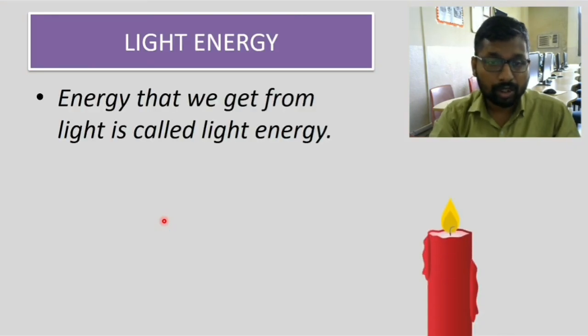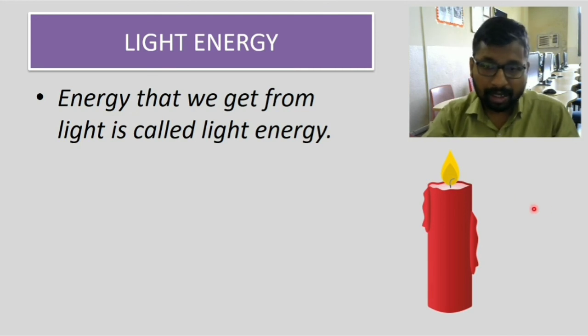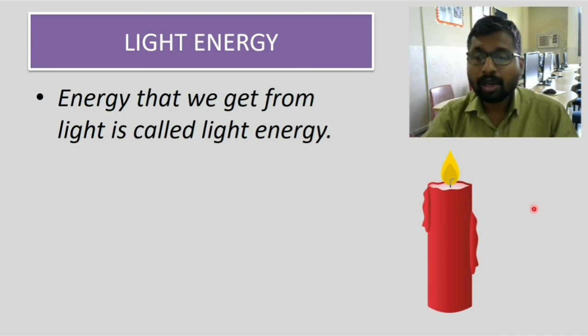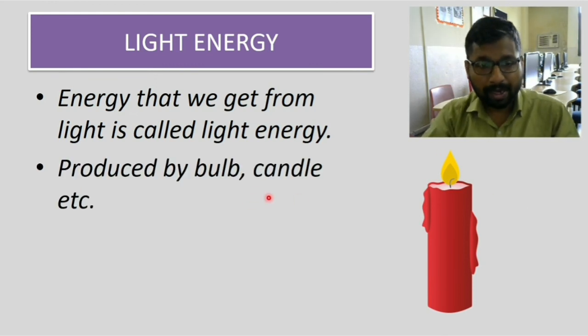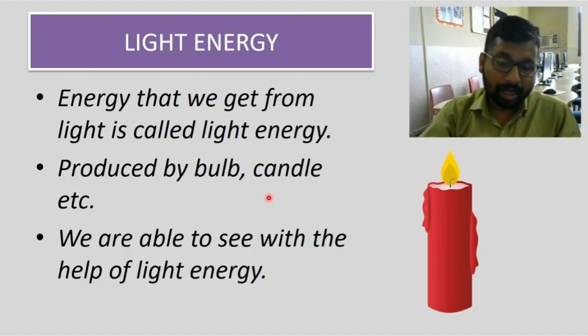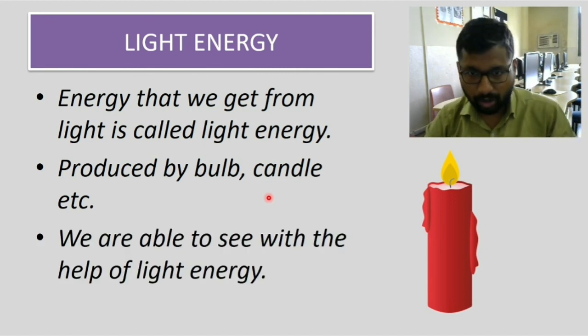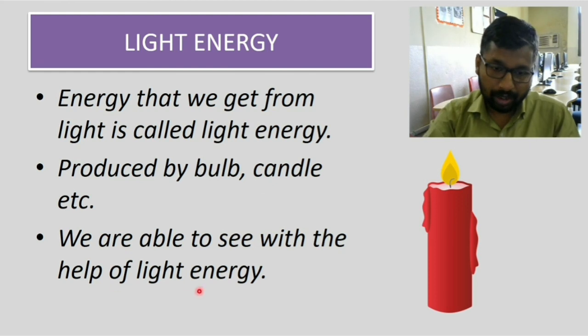Then there is light energy. The energy that we get from light is called light energy. It can be anything. It can be a bulb, it can be an LED, it can be a candle also. So it can be produced by a bulb, candle, etc. There are a lot of sources of light energy. We are able to see with the help of light energy. So the main purpose of light energy is to see things.